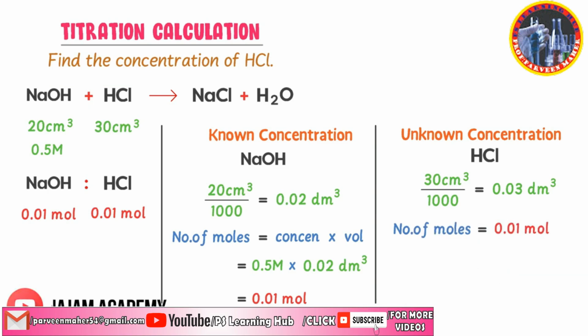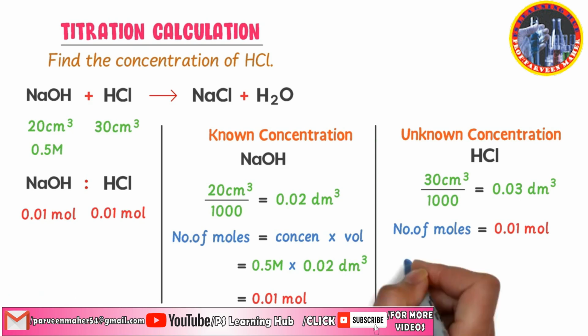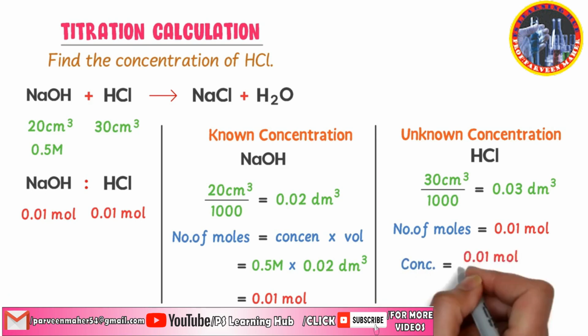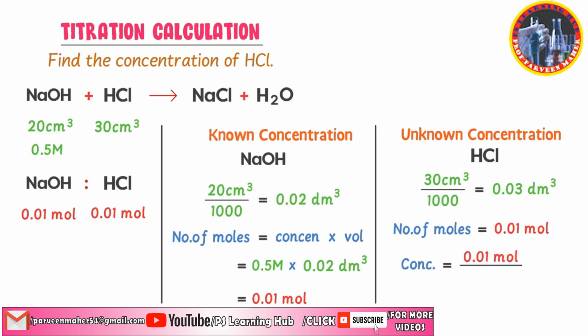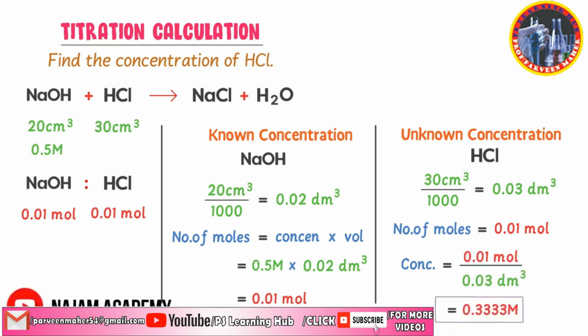Now we can easily calculate the concentration of HCl. We know that concentration is equal to number of moles divided by volume. The number of moles is 0.01 and the volume of HCl is 0.03 dm3. So we get 0.33 moles per dm3, or 0.33 M. Thus this is the concentration of HCl. I hope that you have learned all about the titration.